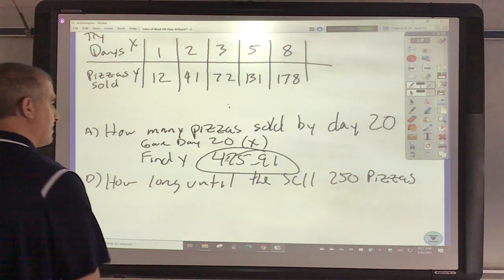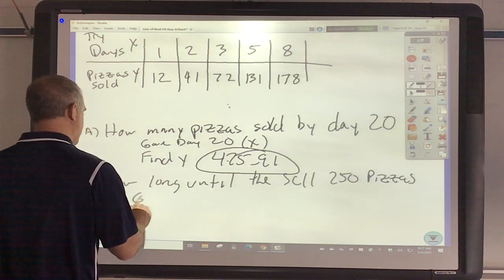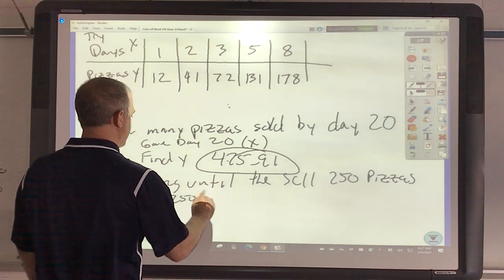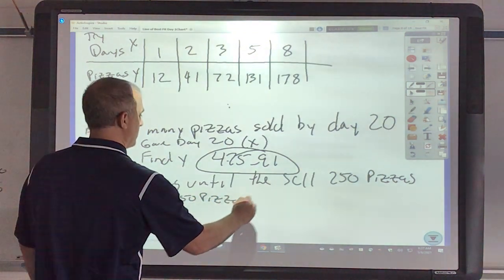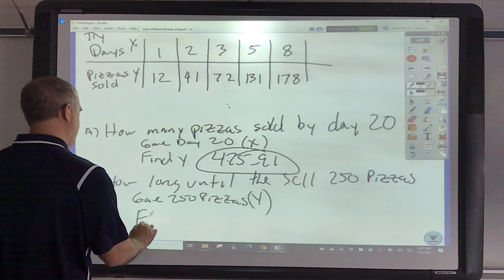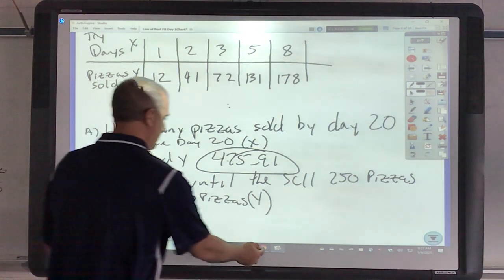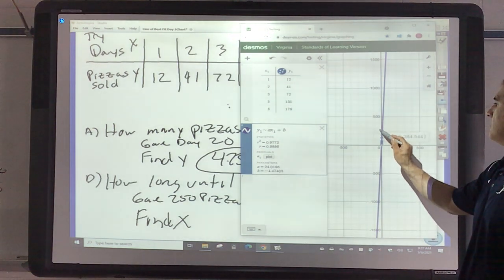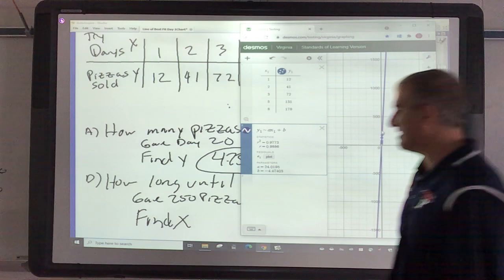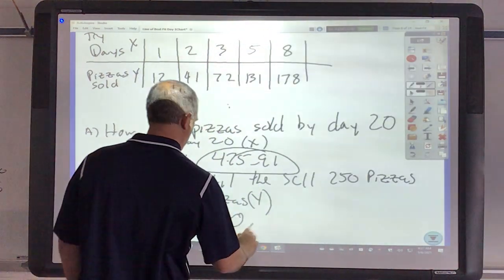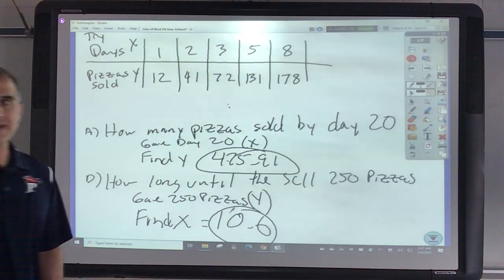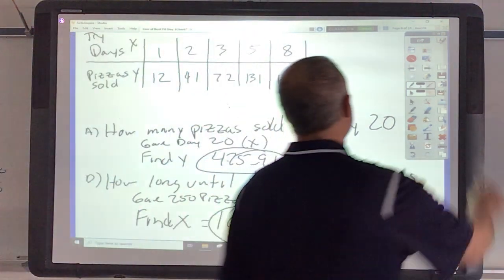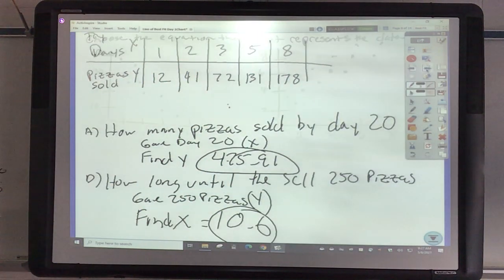How long will it take to sell 250 pizzas? So they gave 250 pizzas, which is going to be y. That means I have to find x, okay? So I scroll till I get to 250. That's going to be 10.6. I just got to scroll along there until I get that. Okay? All right, now let's move on to the next part.